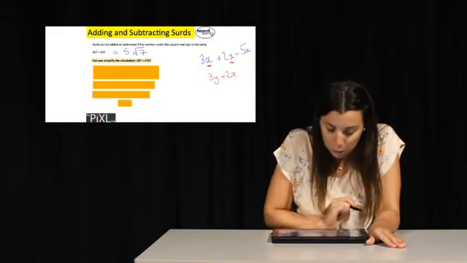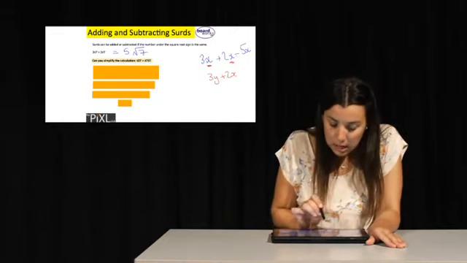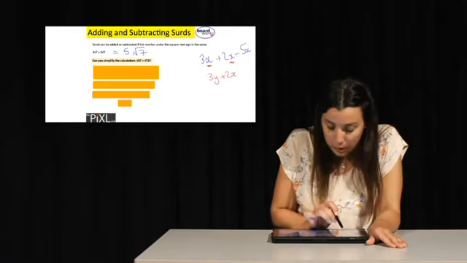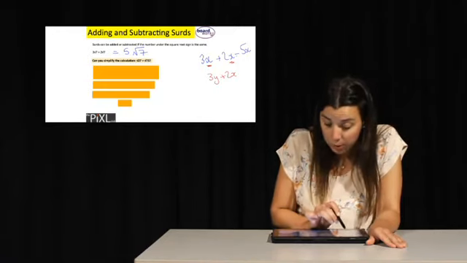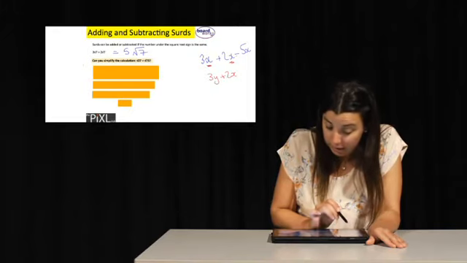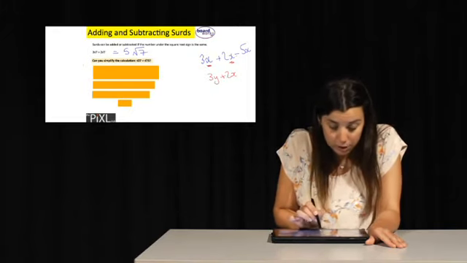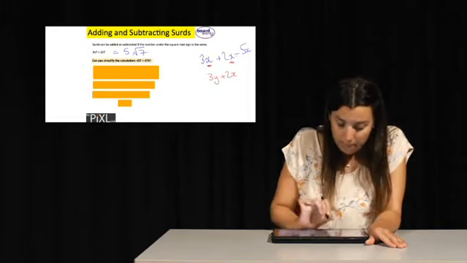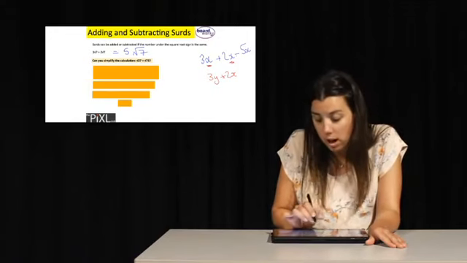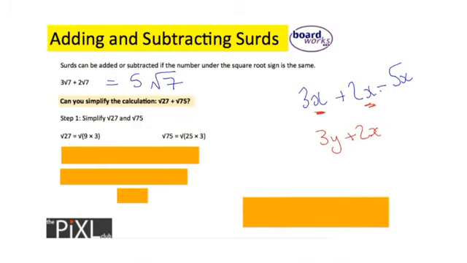Very often that's not the kind of question you're going to get. This is the kind of thing that you will be asked to do. Can you simplify the calculation root 27 add root 75? The numbers are different. In this kind of question, you're going to have to start by simplifying. So first off, we must simplify our root 27 and our root 75 by using our surd rules.